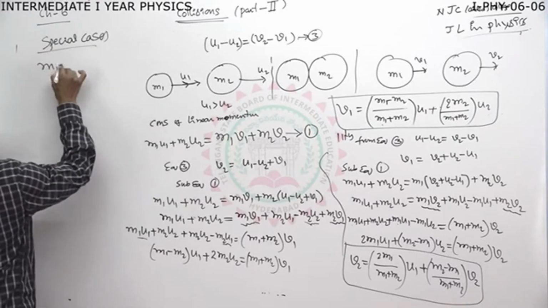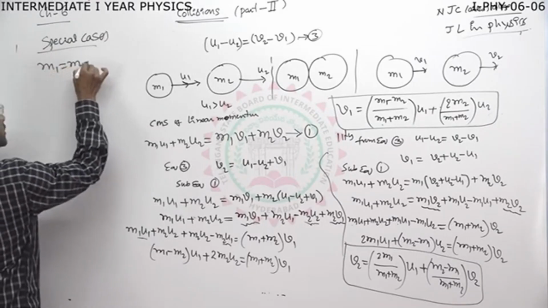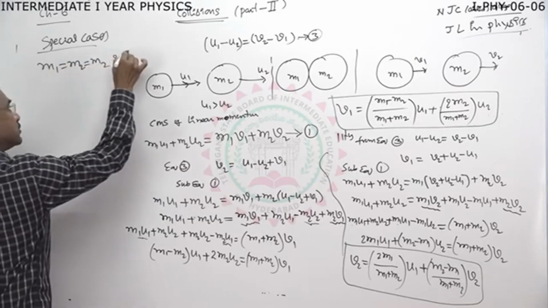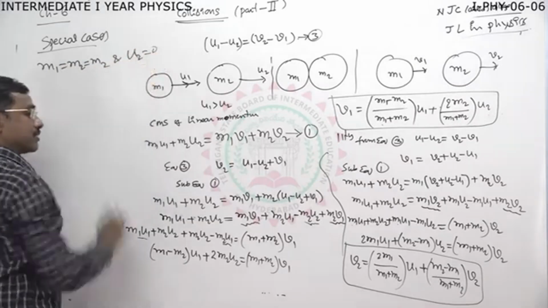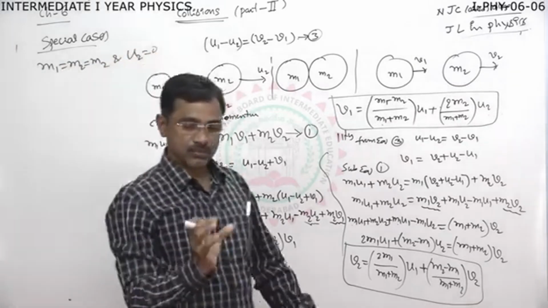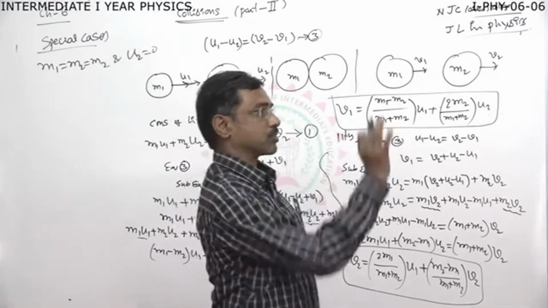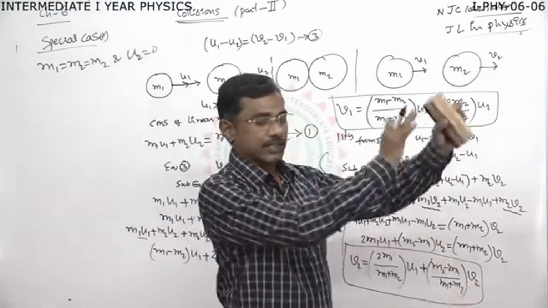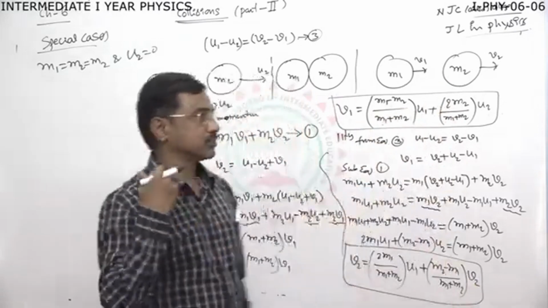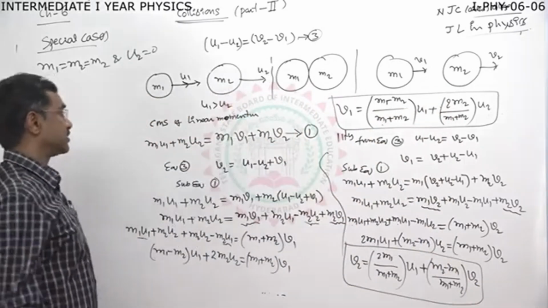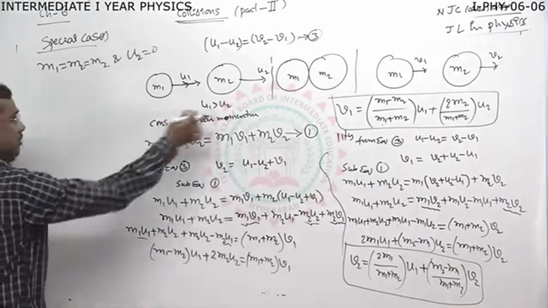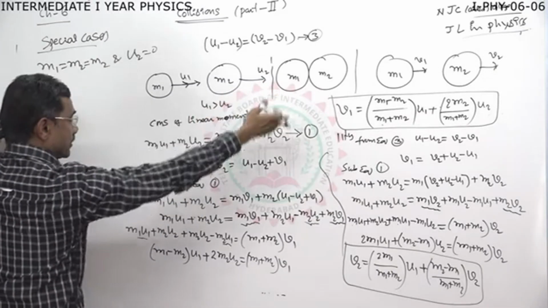Suppose both the balls have the same mass, M1 is the same as M2, and the second ball is initially at rest. Say a wall. The wall is the second ball. The first ball is a rubber ball. You throw the rubber ball. Before collision, the wall is at rest. Even after collision also, the wall is at rest, isn't it? So that type of collisions. Now you apply this condition, then we'll get it.